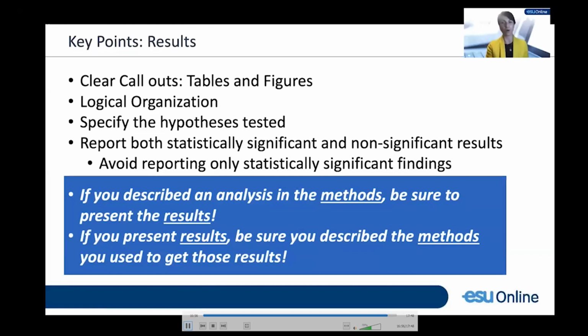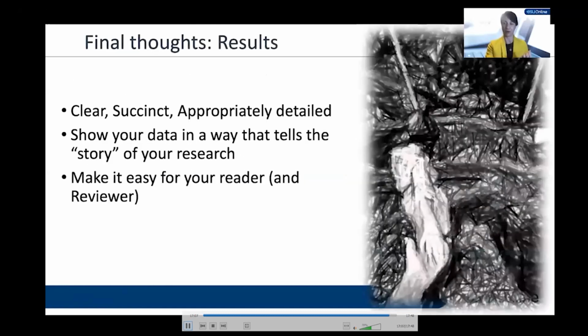And then just a really important point, if you described an analysis in the methods, make sure you present the results. And if you describe a result, make sure you presented the methods that allowed you to arrive at that result. So just to wrap up, again, your results section, your tables and figures should be clear, succinct, with the appropriate level of detail to help you spin your narrative.